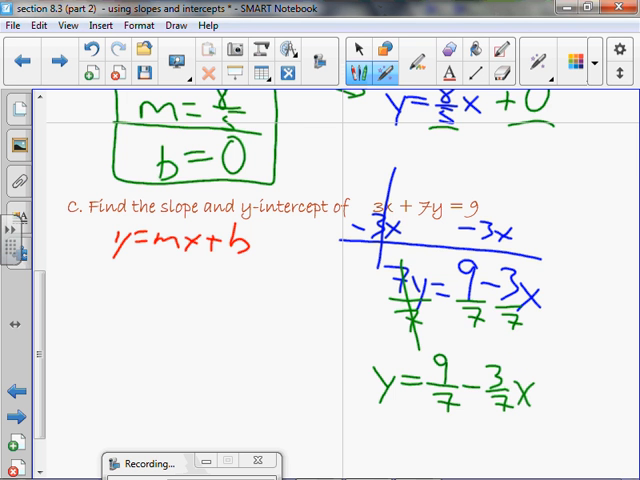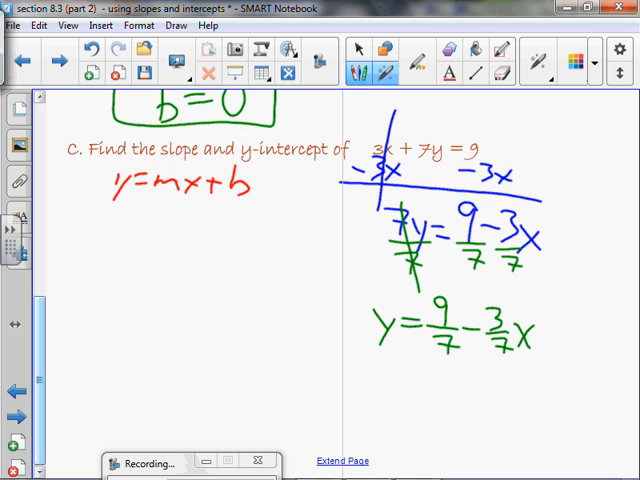Does the sign matter? The sign absolutely matters, okay? So look what I will do now. I will do y equals, and I want to flip these guys. So what do I write? 3 over 7x, minus 9 over 7.